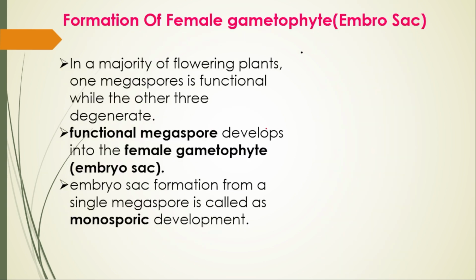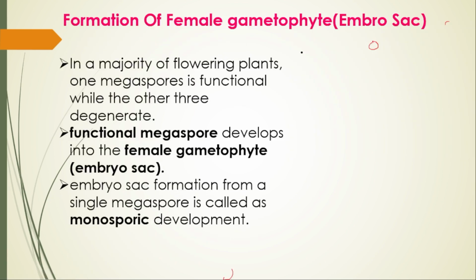Next, in a majority of the flowering plants, one megaspore is functional while the others degenerate. Okay, one will be functional and the others will degenerate. There is a formation of 4 megaspores, isn't it? 1, 2, 3, 4. Among them, what happens? Only one will become functional, and the other 3 will degenerate. All of these 3 will be degenerating.